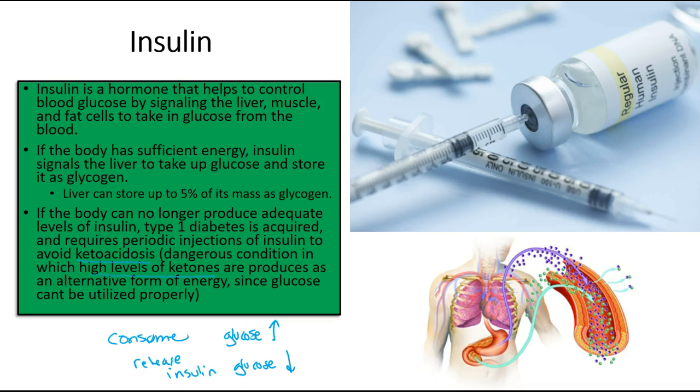Okay? Insulin, again, is a hormone that is a type of protein, and normally insulin is at high enough levels in the body to accurately maintain glucose levels in the blood. But if you are diabetic, or if diabetes is acquired, specifically type 1 diabetes, that is the type that happens when the person can no longer produce adequate levels of insulin. So it's typically a delayed onset. Type 1 diabetes is going to require periodic injections of insulin in order to avoid ketoacidosis and maintain proper blood glucose levels.